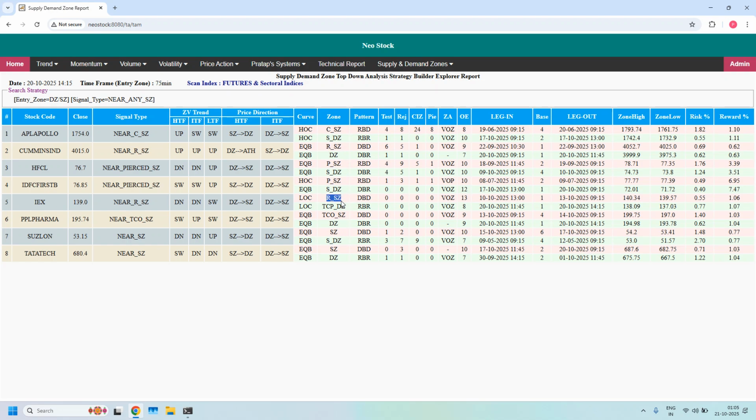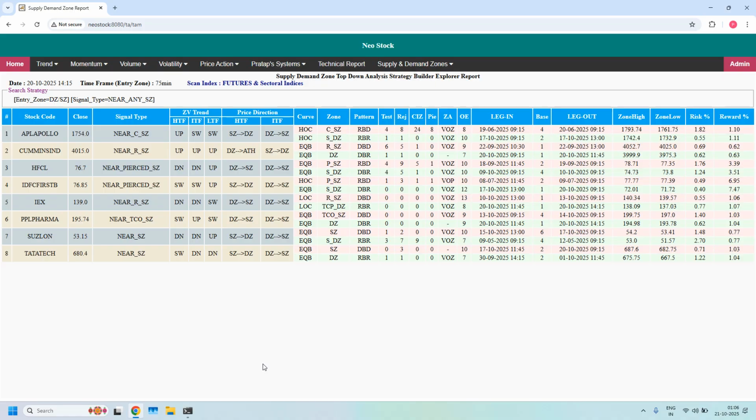IEX is having a 75 minutes high liquidity supply zone. It is also having a high liquidity demand zone. So until one of these zones is violated, you can plan trades on either side, whichever side you get the opportunity, even though it is a stock near the 75 minutes supply zone. That's it. We got two 75 minutes high liquidity supply zones from this list.